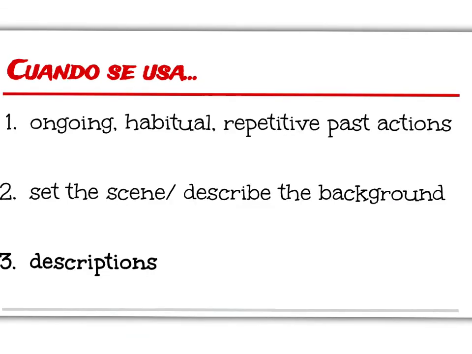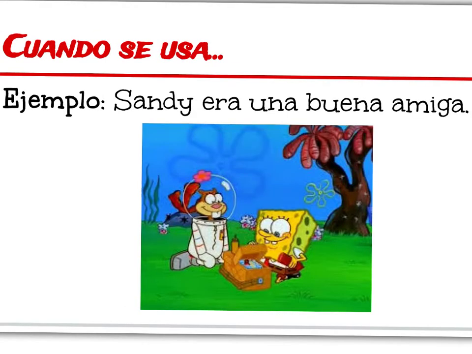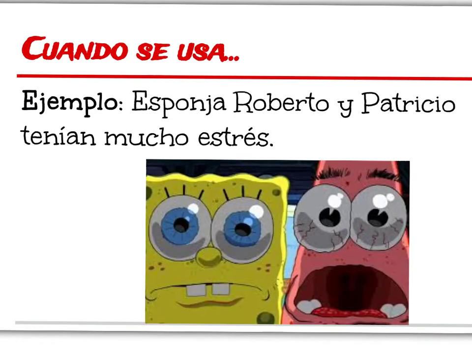And the third time that we would use the imperfect is when we are describing something in the past, describing someone's personality, describing someone's feelings, emotions. Those are all descriptions. Por ejemplo, Sandy era una buena amiga. Sandy was a good friend. Or, Esponja Roberto y Patricio tenían mucho estrés. SpongeBob and Patrick both were very stressed out. I'm describing personality with my Sandy ejemplo, and I'm describing what state they were in with this ejemplo.